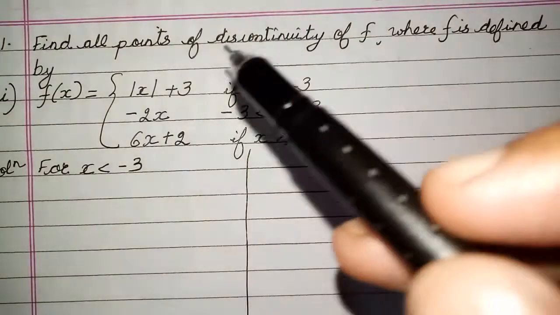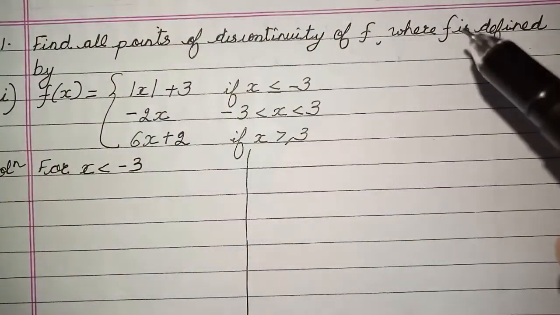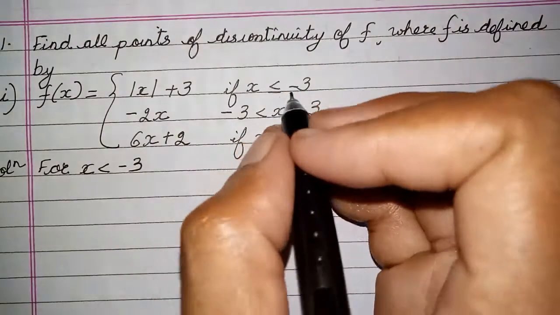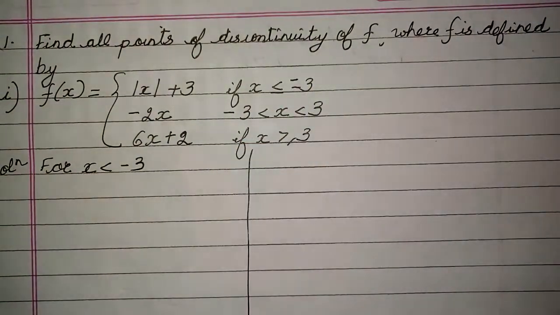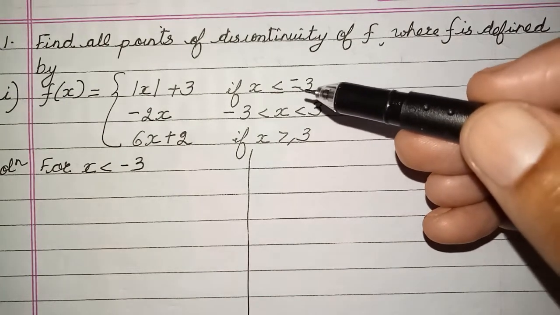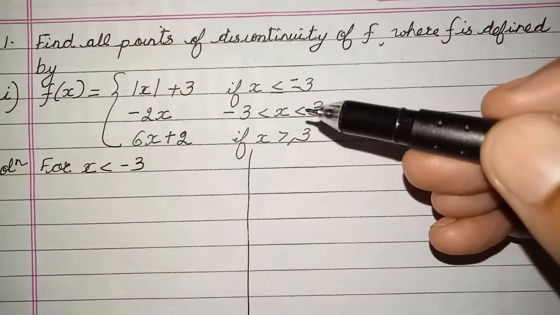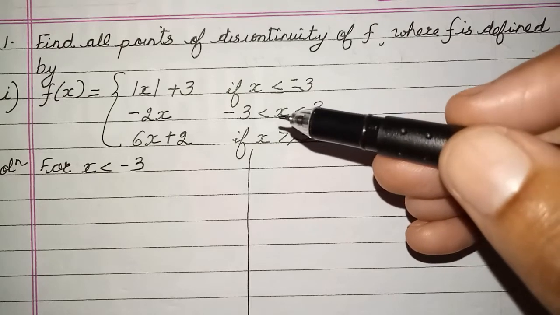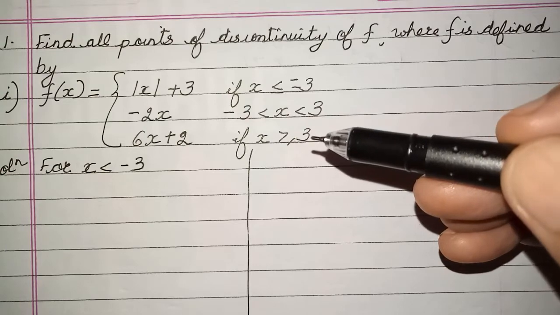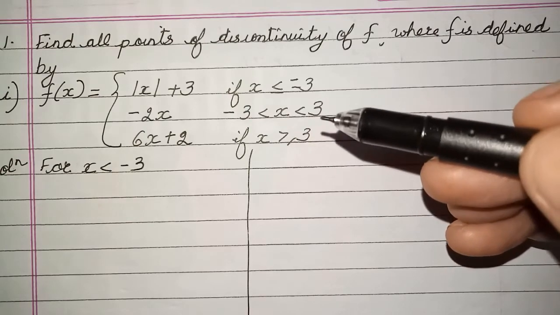Question is, find all points of discontinuity of f where f is defined by these three conditions. Now, if you look here carefully, children, you can see there are so many points to discuss, right? One is at -3, one is at 3, one is for x less than -3, one is for x greater than -3, one is for x less than 3, one is for x greater than 3, right? And at -3 and 3 also.